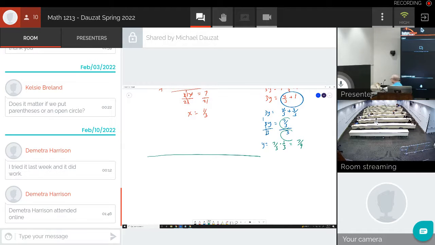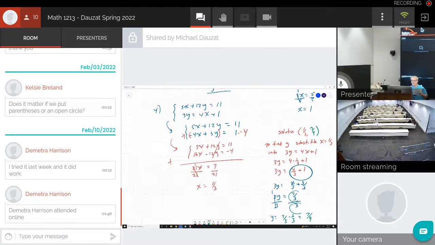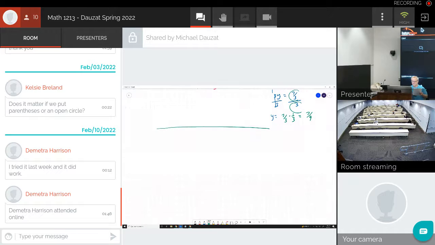So let's look at this example. Let's suppose we had, and this is still dealing with systems, so let's call it number 5. We have negative x plus 3y equal 9, and then 2x minus 6y equal 12. All right, so you tell me which variable you want to eliminate. Does not matter. You tell me which one to go with. Pick one.